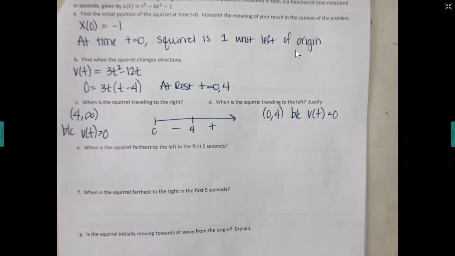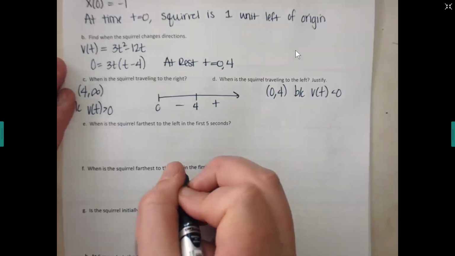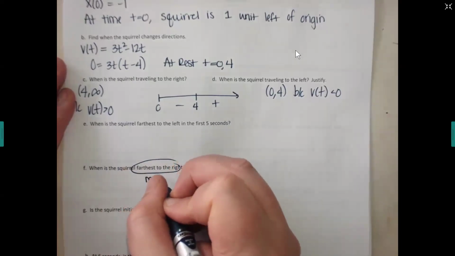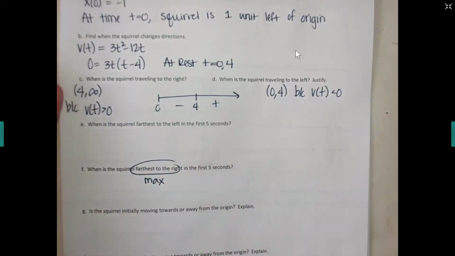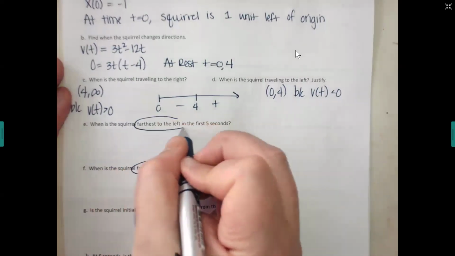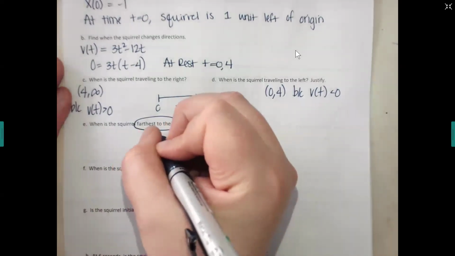Okay, now, before we keep going into the next part, because I want you to keep working on your own. If you want this squirrel to be farthest to the right, think about a number line. What types of numbers would be farthest to the right? Would it be a max or a min? Okay, farthest to the right is a max. And then what about farthest to the left? That would be a minimum.